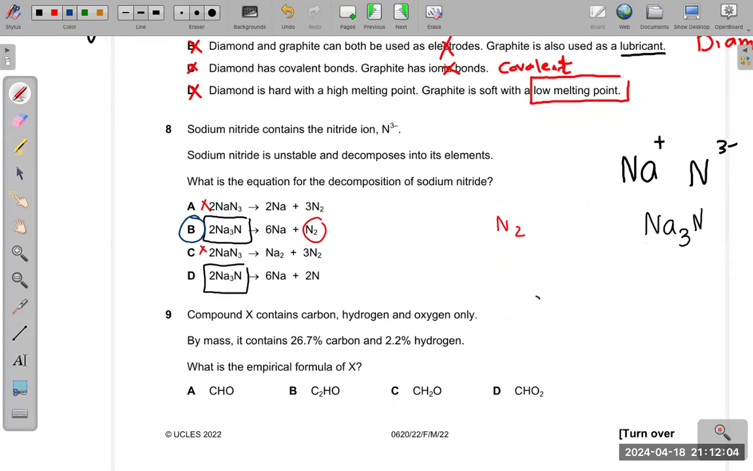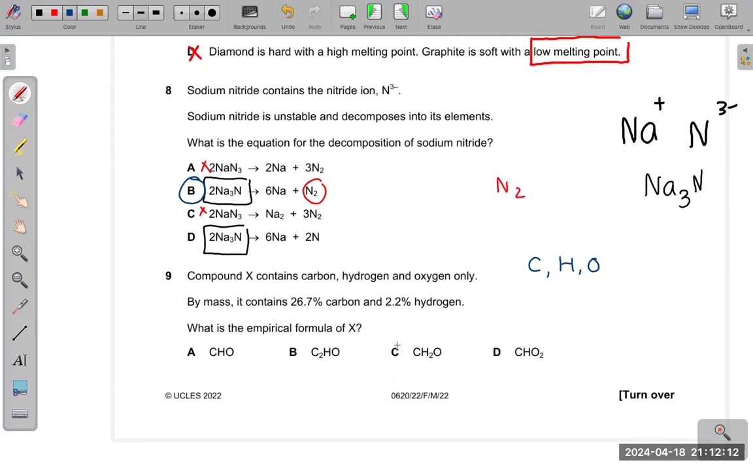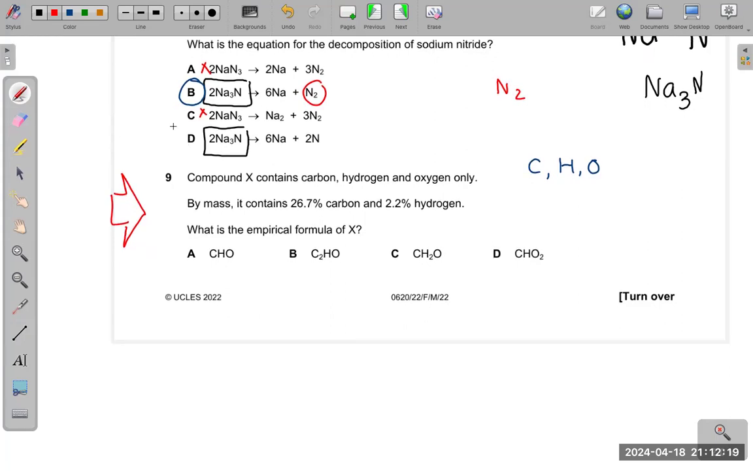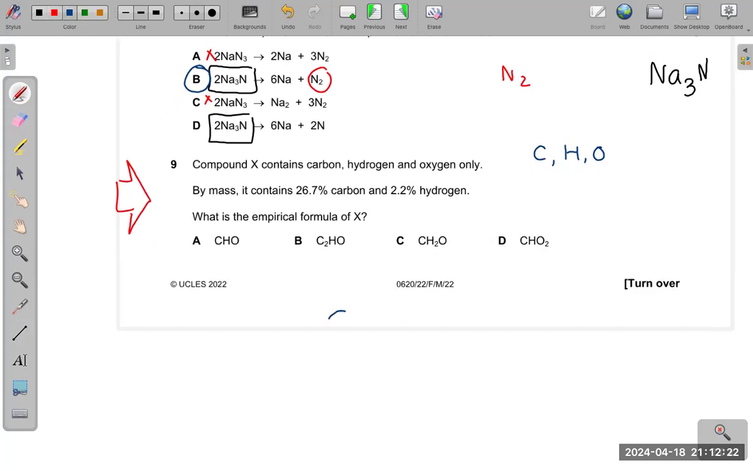Compound X contains carbon, hydrogen and oxygen. By mass, it contains 26.7 carbon and 2.2 hydrogen. What is the empirical formula of X? This is also a good question to come. How can we find the empirical formula? We can find the number of moles of every one of them. So number of moles is equal to mass over molar mass. What is the mass of carbon? I don't have the mass, but I have it as a percentage. So this is enough. 26.7 out of every 100 grams is carbon, and 2.2 is hydrogen.